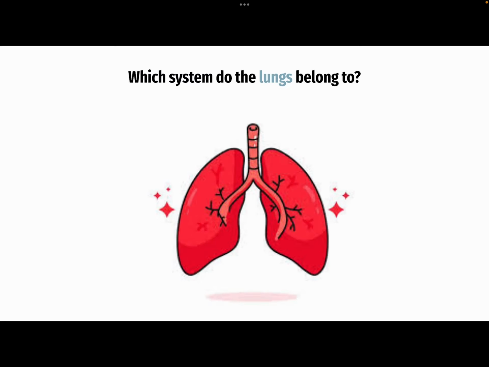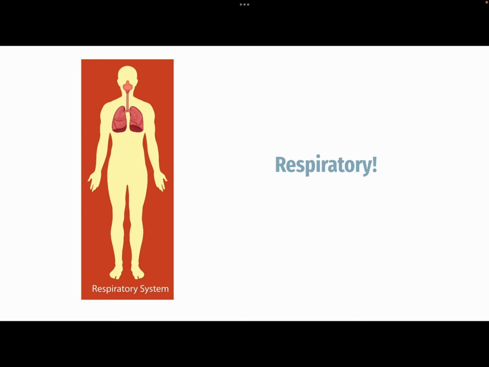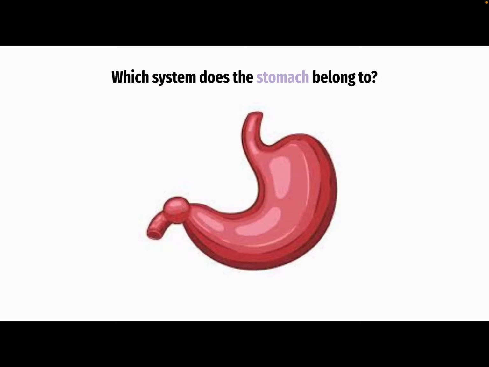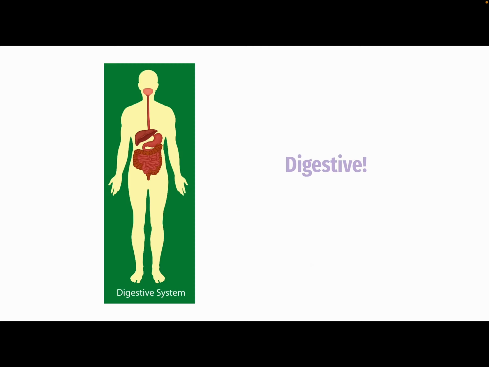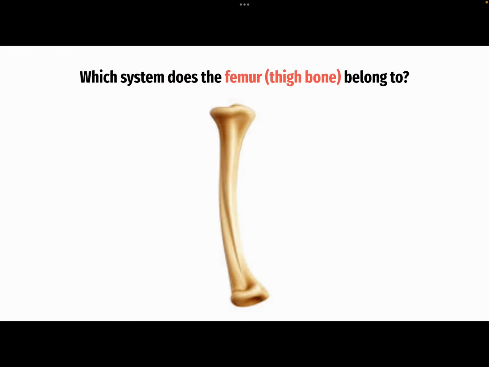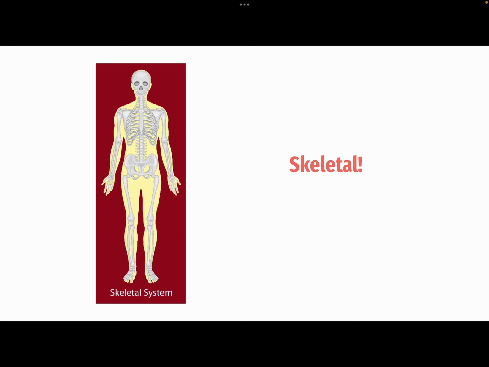Next, what system do the lungs belong to? That would be your respiratory system. And then which system does the stomach belong to? That would be your digestive system. And last but not least, what system does the femur or thigh bone belong to? That would be your skeletal system.